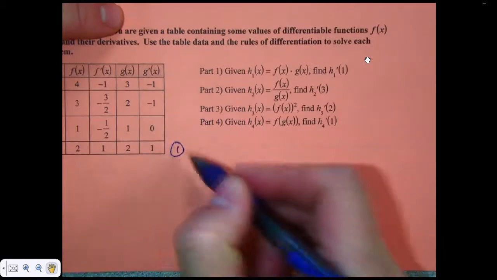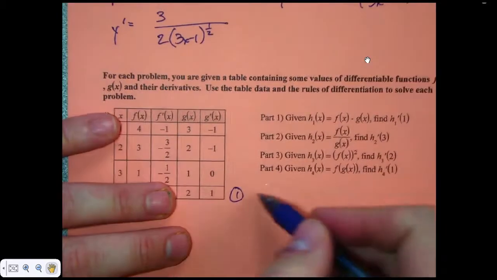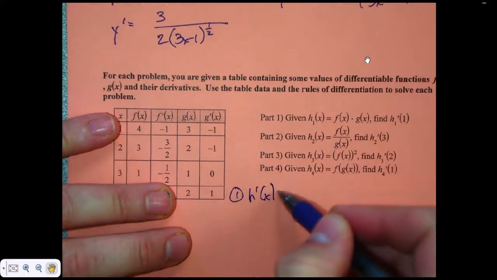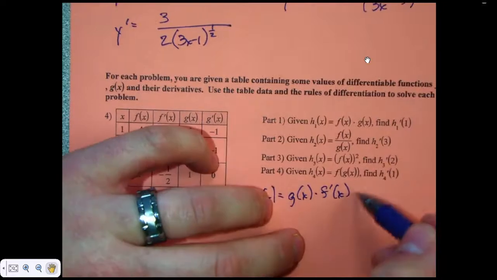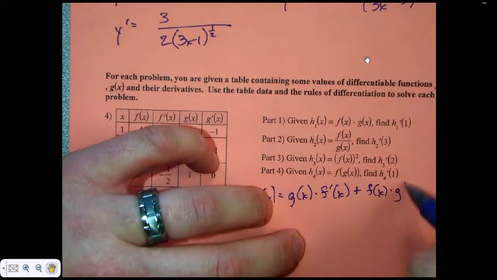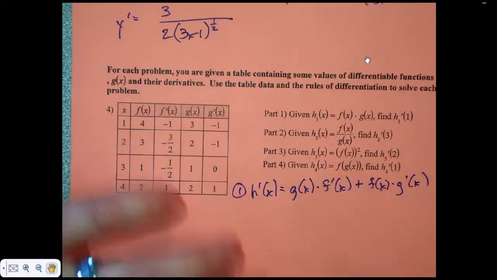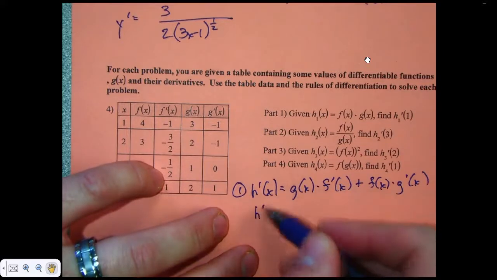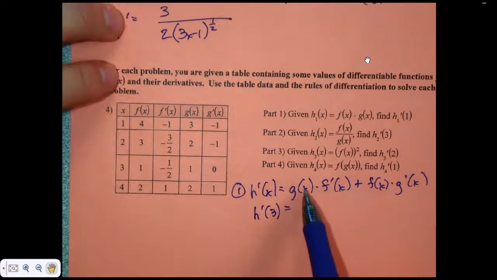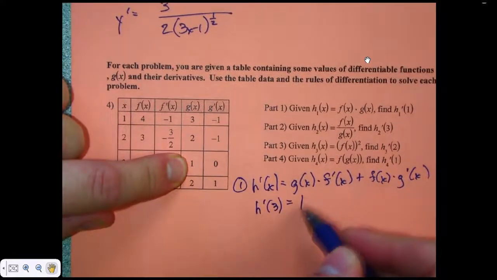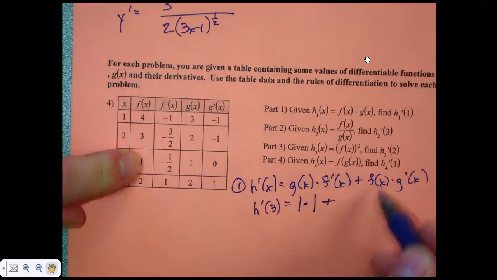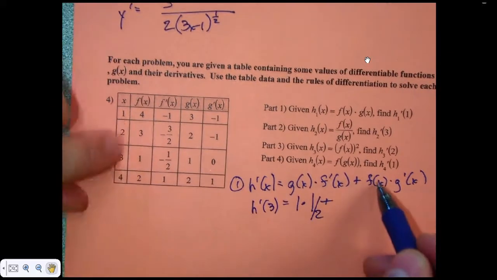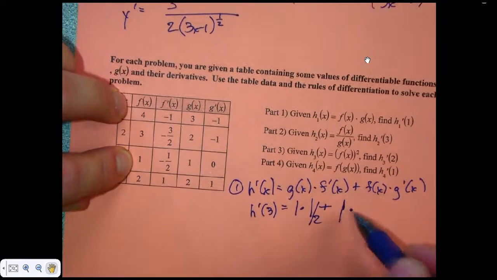Right. Number 4, part 1, is product rule. So h prime would be the second thing times the derivative of the first thing, plus the first thing times the derivative of the second thing. And then we got to plug in 3. So I'm looking at 3 in the chart for all of these. So g of 3 is 1 times f prime of 3 is 1, plus f prime of 3 is 1/2, plus f of 3 is 1 times g prime is 0.